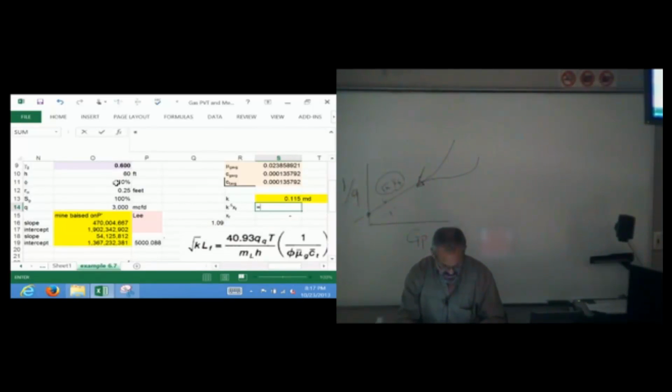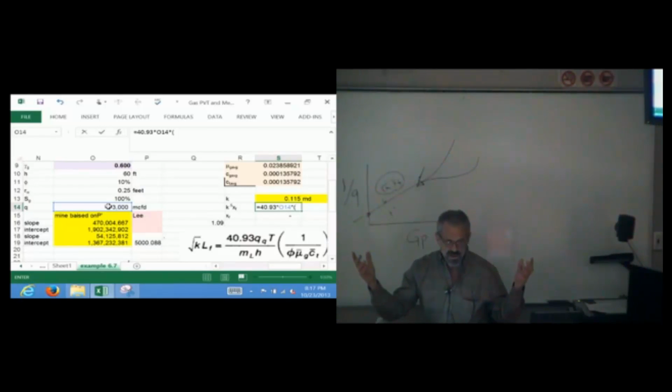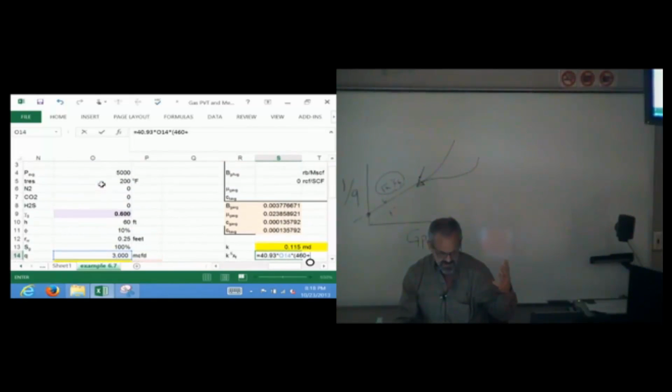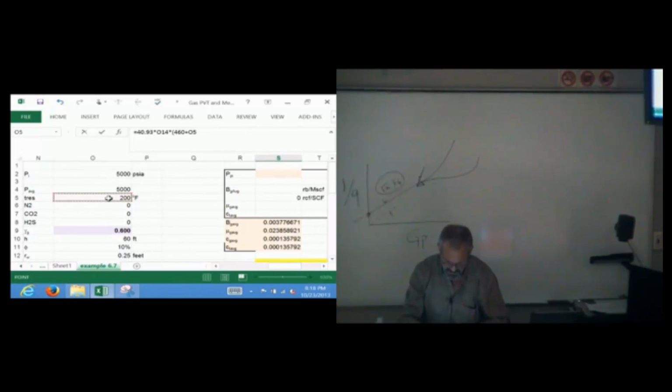Equals 40.93 times our gas rate, 3,000, times our reservoir temperature. And who asked me the question by email about Fahrenheit and Rankine? If you see T in any of these equations, it's asking for Rankine. So every time I've done this in class, I've always typed in open a paren and did 460 plus, because we display our temperature in degrees Fahrenheit.